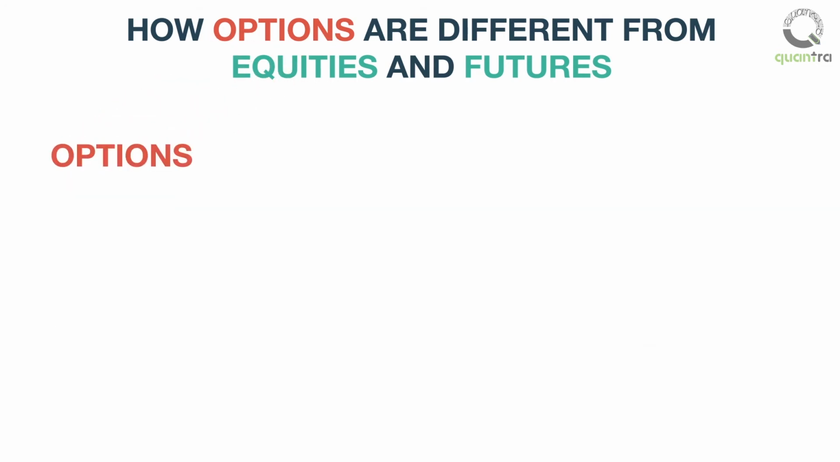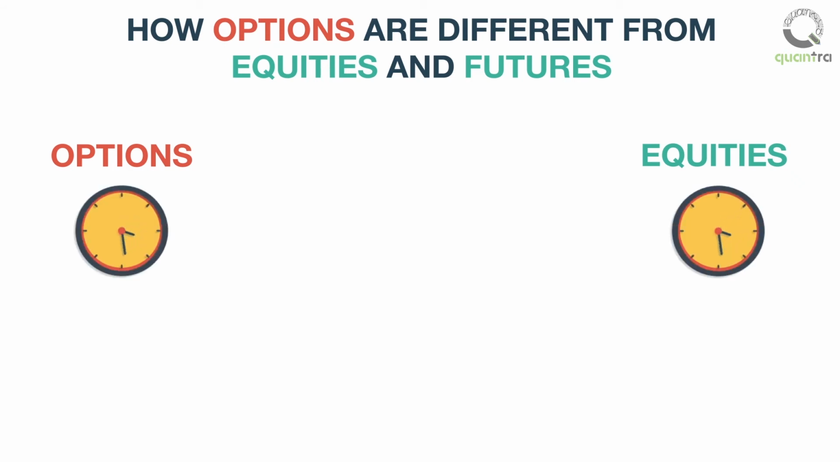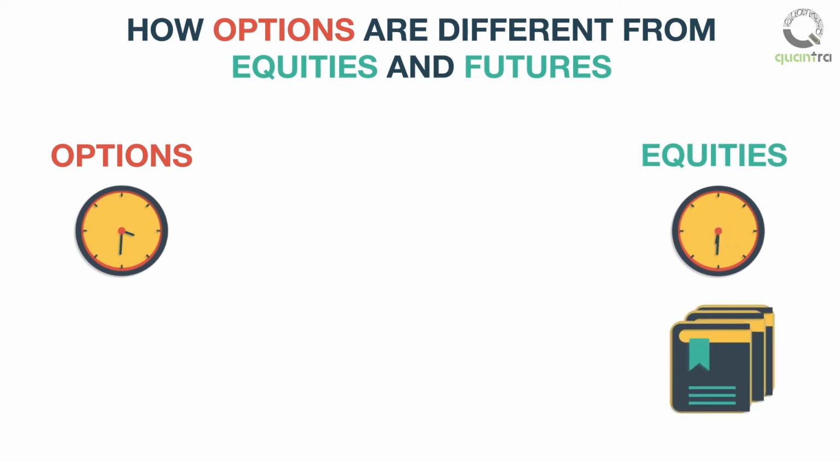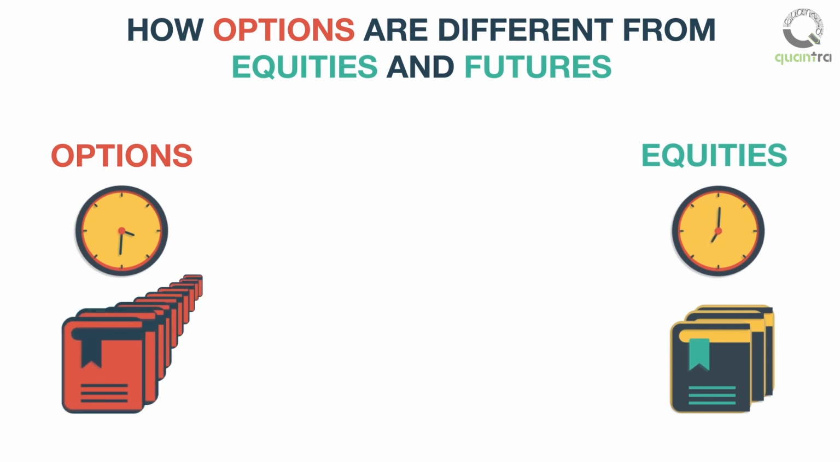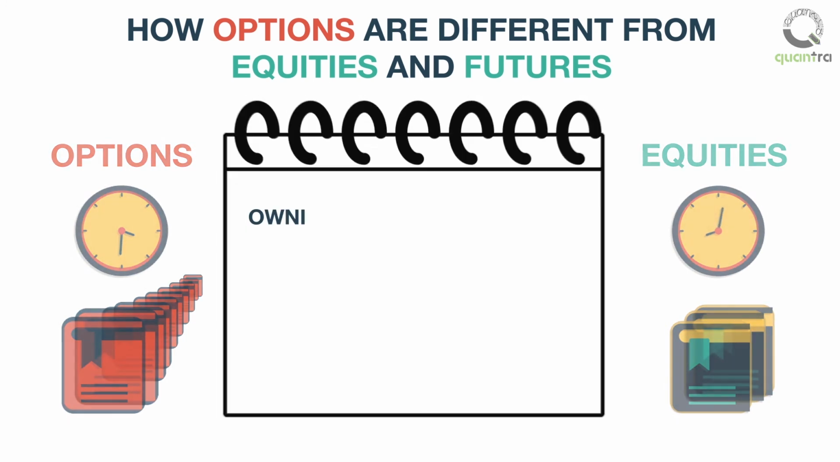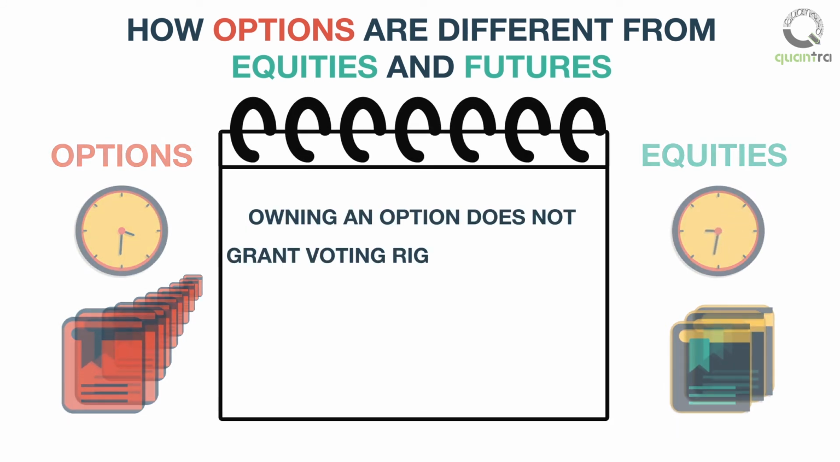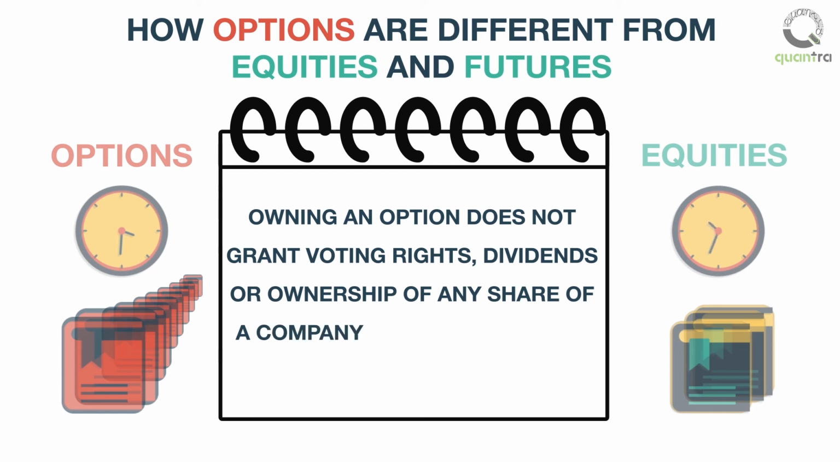How options are different from equities. Option contracts have an expiration date, while equities can be held indefinitely by a buyer. Equities are issued in a fixed quantity by the issuing company, while there is no limit to the number of options that can be traded on an underlying equity. Owning an option does not grant voting rights, dividends, or ownership of any share of a company, unless the option is exercised for equities.